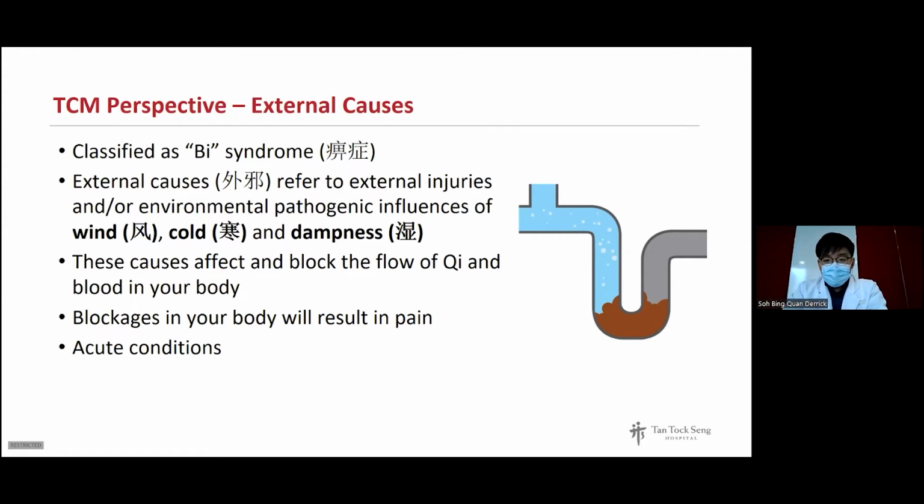Okay, so you can see on the side, I have this pipe, right? Later I'll touch on what this pipe is. So imagine your qi is flowing in the pipe. The qi can be signified as the water in the pipe. Once it gets blocked, something blocking the pipe, that's where the pain will arise. Usually this is for acute conditions, in the sense that the pain comes suddenly, like 1 or 2 days after the injury. Okay.